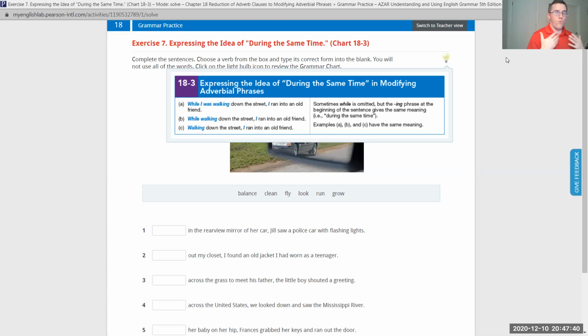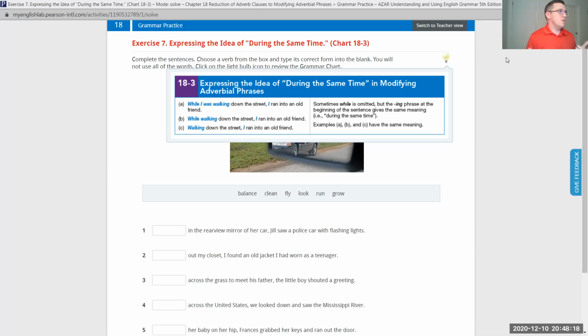So example A, "While I was walking down the street, I ran into an old friend." Those two events happen at the same time. But if the subject of the adverbial phrase and the subject of the main clause are the same, in this case, "I was walking, I ran into an old friend," we can shorten the adverbial phrase. We don't need to repeat the subject, so we can take out the subject and we remove the auxiliary verb.